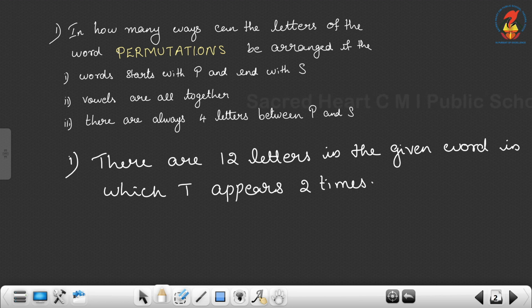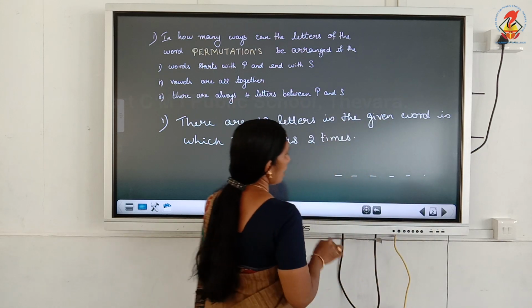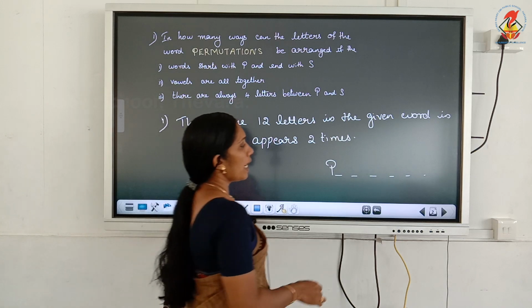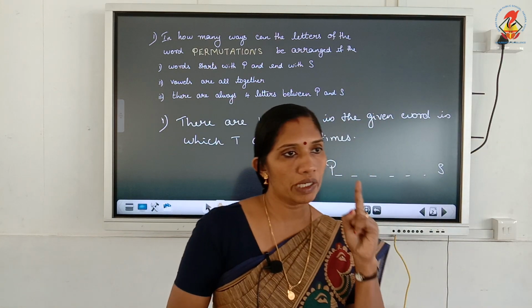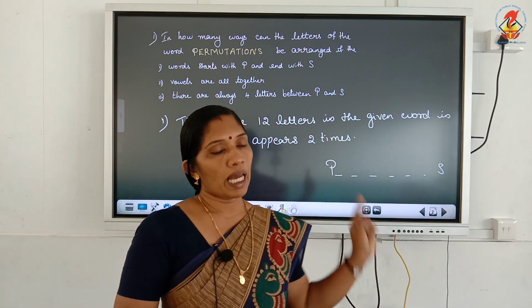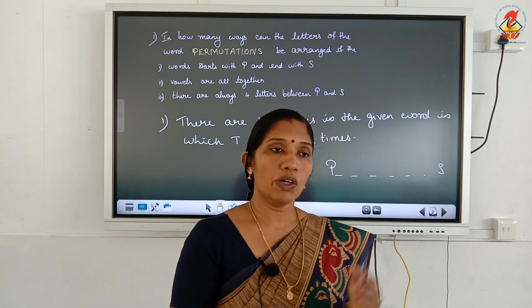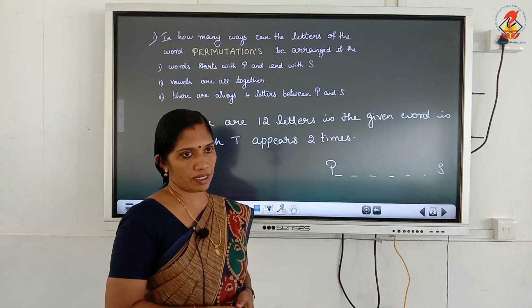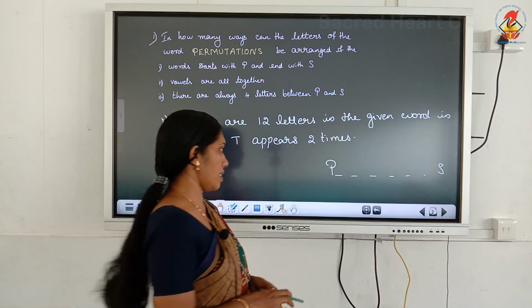Now, in this question, the word starts with P and ends with S. There are total 12 letters. The first is P, no change in the first letter, it is always P, and the last is S. So the first place we can fill in by only one way, it is always P, and the last letter S is also filled in by one way. Now we have the remaining 10 places and 10 letters. So how many ways can we arrange those 10 places?